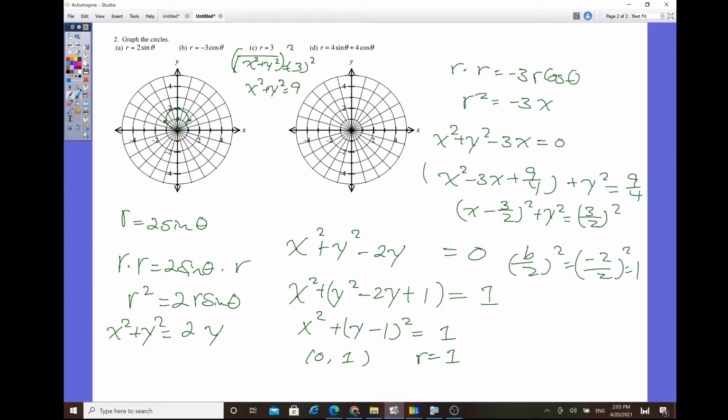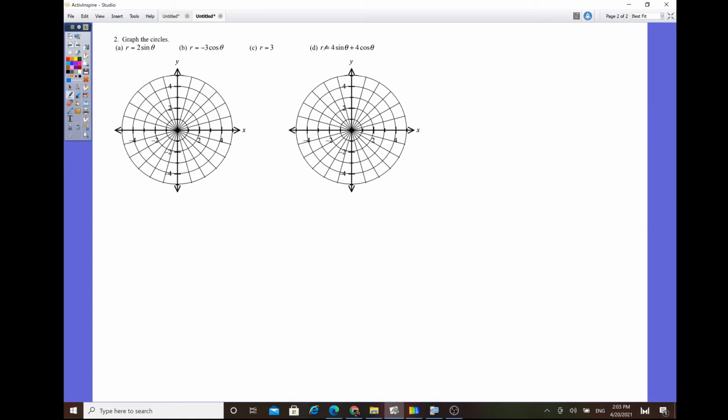Now, what about D? Check it out for D. That one looks a little bit complicated. Okay, let's do this. For D, multiply by r on both sides, so we have r squared equals 4r sine theta plus 4r cosine theta. Again, rewrite it: 4y plus 4x, and r squared is x squared plus y squared. Bring everything together to one side and regroup. The same thing happens to the y group here.